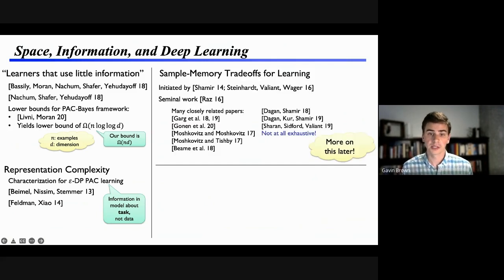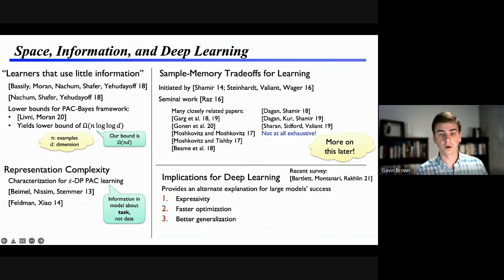There are many papers studying trade-offs between samples and memory for learning in streaming settings. Some of the initial questions and answers came from work by Shamir and by Steinhardt, Valiant, and Wagner. But the area was kind of kicked off by work by Raz, which gave lower bounds for parity learning. This work has been extended and generalized in many different ways. When I introduce our results on streaming, I'll talk a little bit more about this area of work.